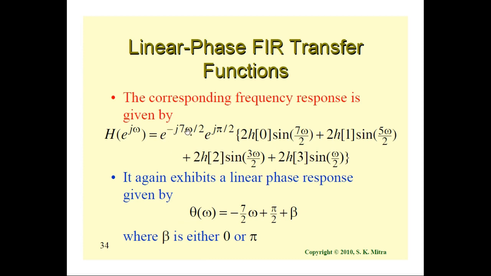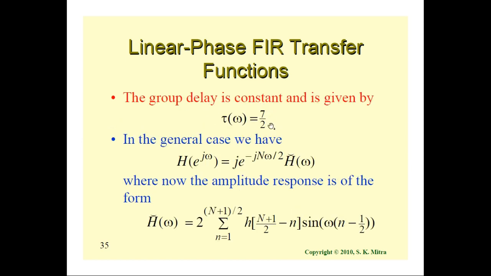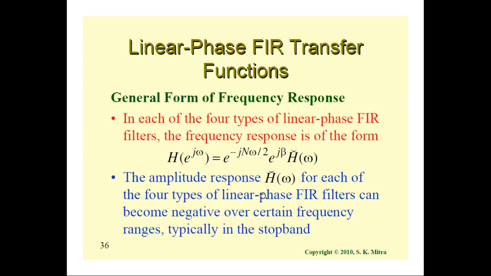The phase function is given by minus 7 omega by 2 plus pi by 2 plus beta, and beta can be either 0 or pi. The negative derivative of the phase function gives us a fractional group delay. Because of this, type 4 filter is also a fractional delay filter, and the presence of this fractional delay limits its applications. The generalized amplitude response of this filter is shown by this equation, where substituting capital N as any odd value, you can compute the related amplitude response.